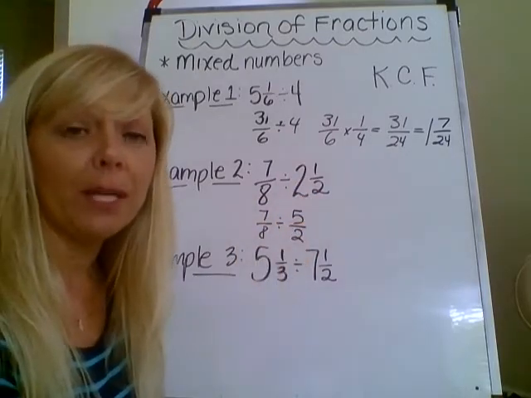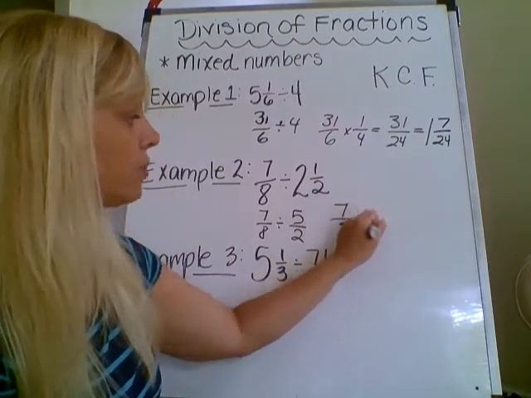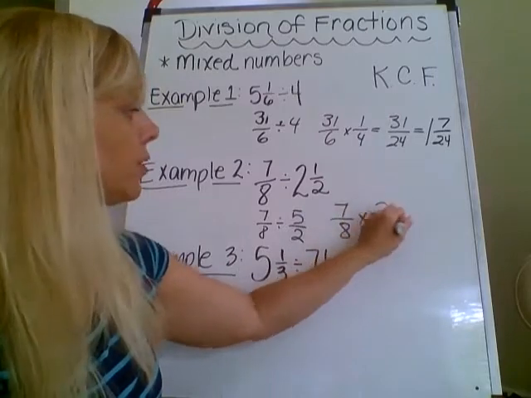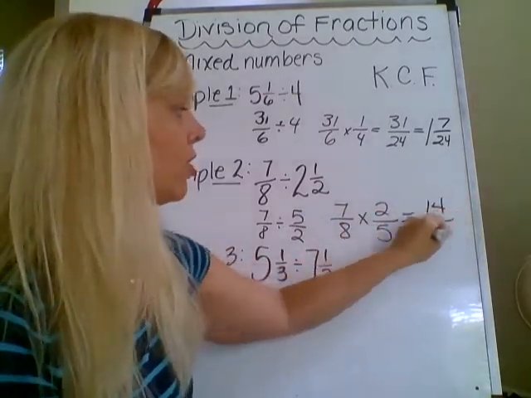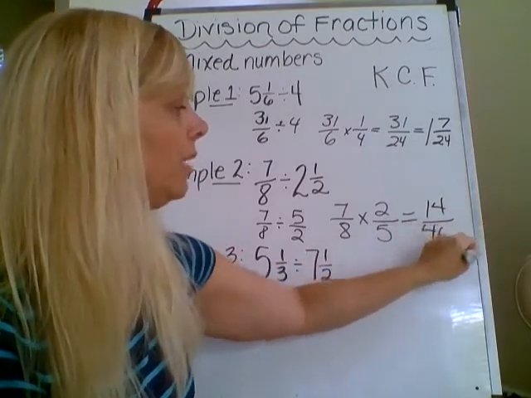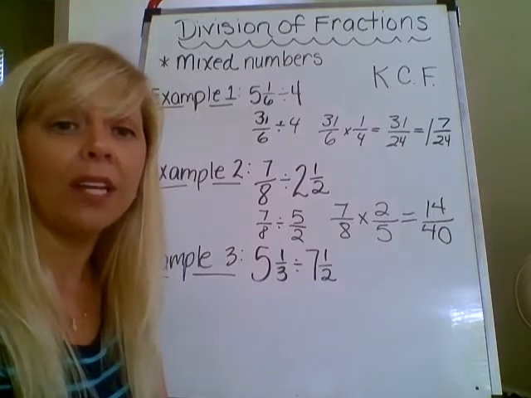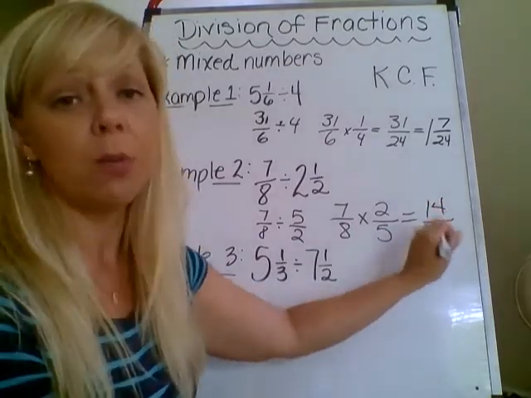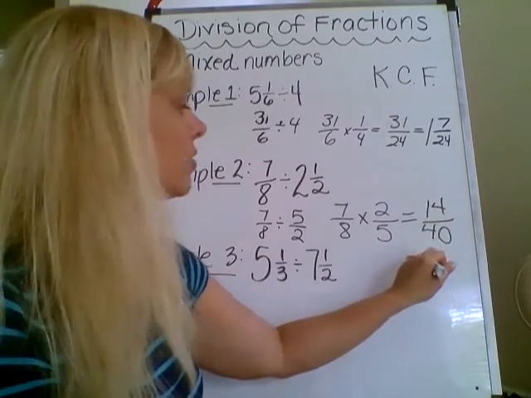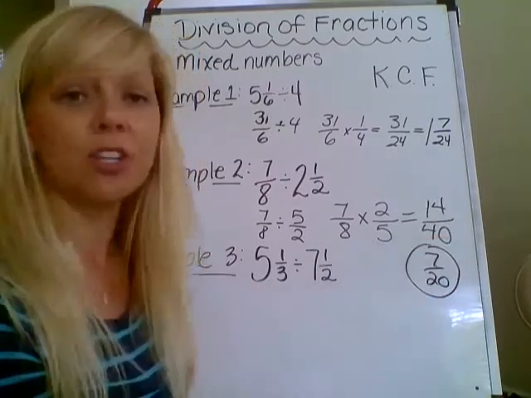And then I'm going to go through my keep, change, flip. So I'm going to keep my dividend, change my operation, and take the reciprocal, or flip, my divisor, and then multiply straight across. And I have 14 over 40. Again, I'm welcome to leave it in that form, or I can make it into a simpler form, which 2 goes into both of these numbers evenly. So that would become 7/20. It would be my final simplest form answer.